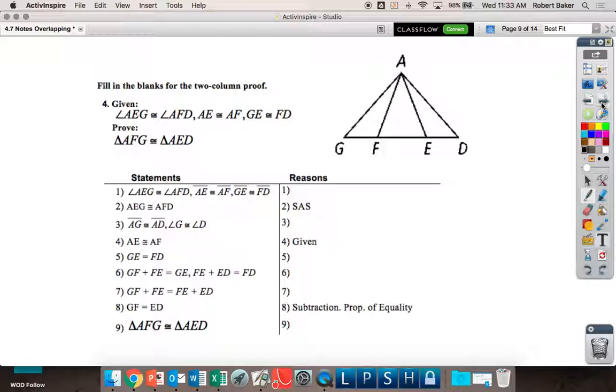Given: there's more. Angles AEG and AFD are congruent. I'm going to mark that down. AEG, this angle, and AFD, this angle, are congruent. You know that AE and AF are congruent. And you know that GE and FD are congruent.